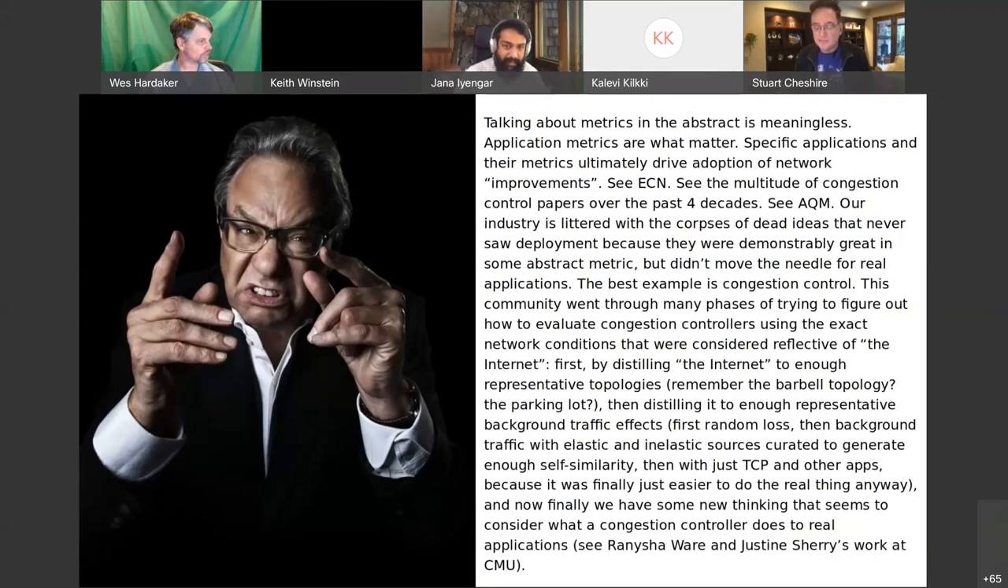And the best example of this is really congestion control. The community went through many phases of trying to figure out how to evaluate congestion controllers, by trying to distill internet topologies, by trying to figure out what internet traffic looks like, and then with just TCP and applications, then finally giving up and coming to terms, more recently, with actually thinking about what congestion control really does to real applications.